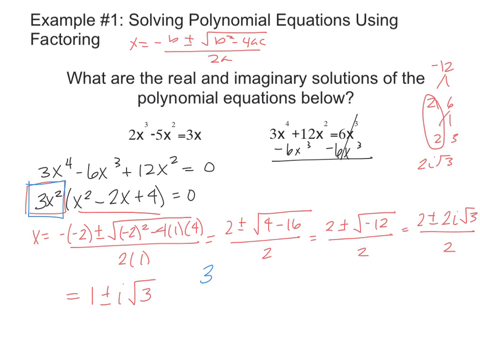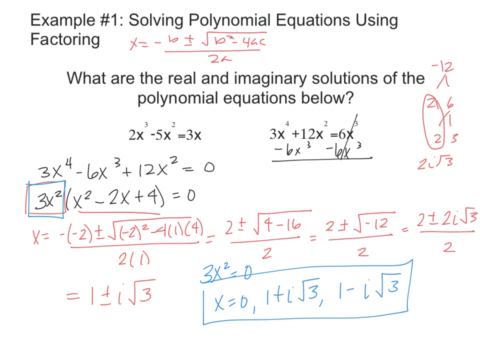So if I set 3x squared equal to 0, divide by 3 and take the square root, x will equal 0. So I actually have 3 solutions here, and they are 0, 1 plus i square root of 3, and 1 minus i square root of 3. And we're done.